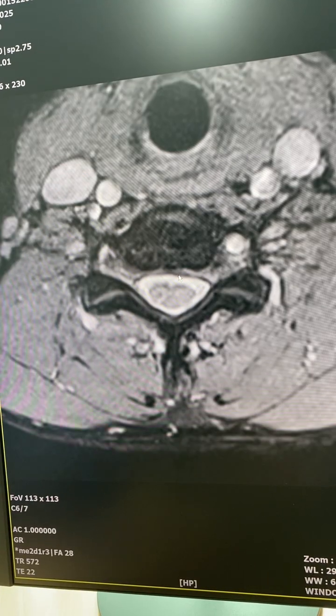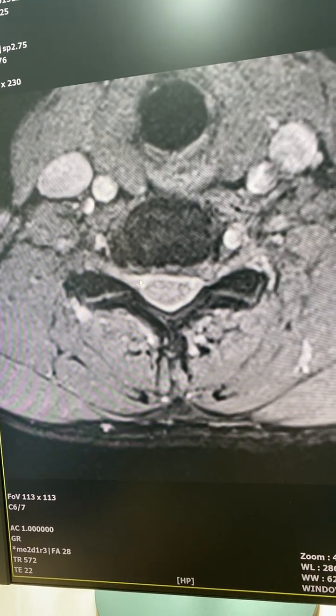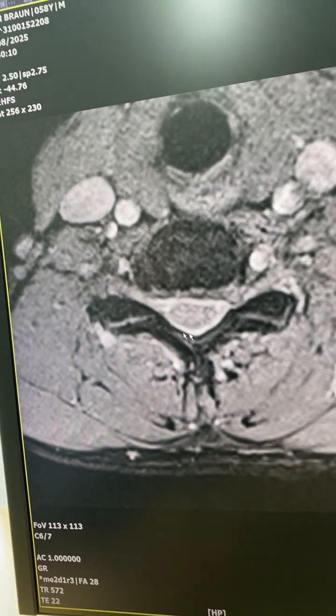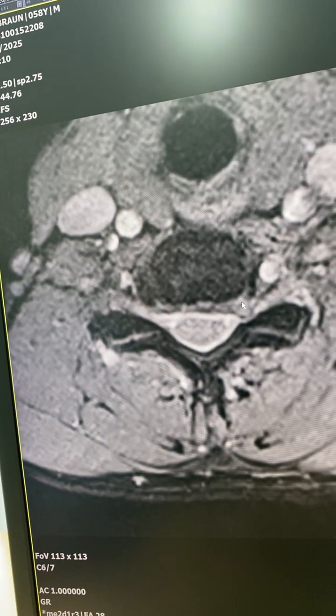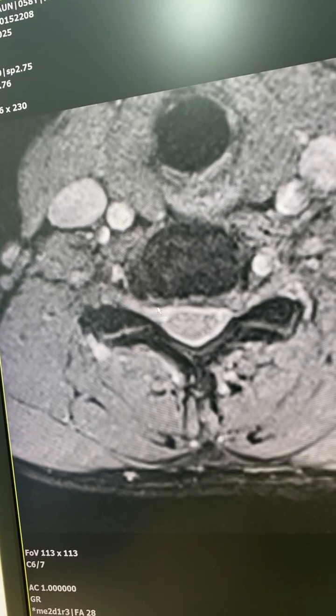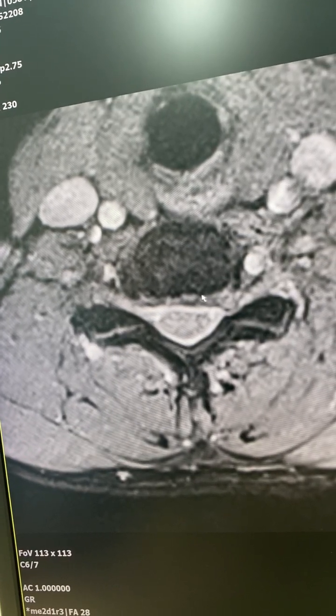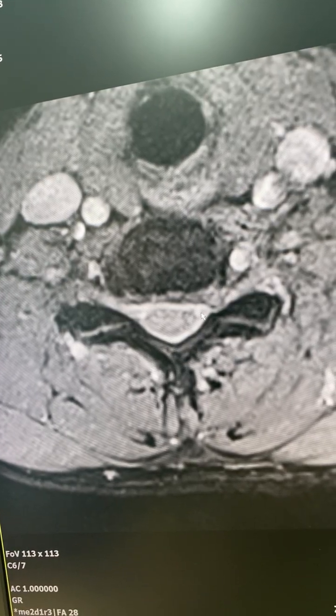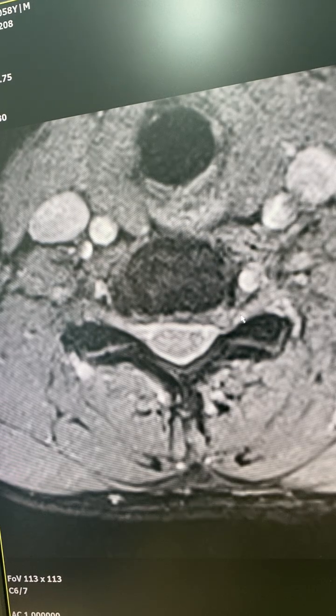Now we are coming to C5, C6. Now you see that the white area is much less. And then I can see the disc. This is the disc that has come out. And also this is the path for the nerve root to pass out.